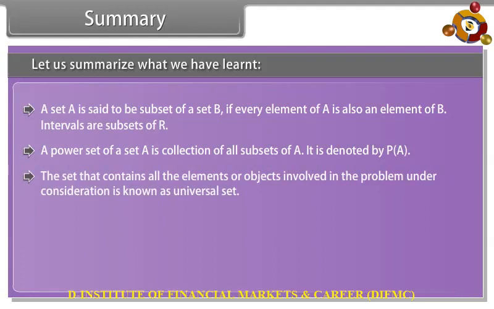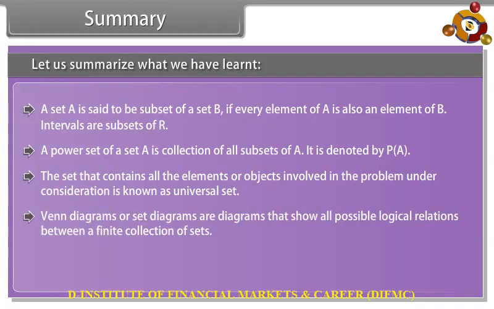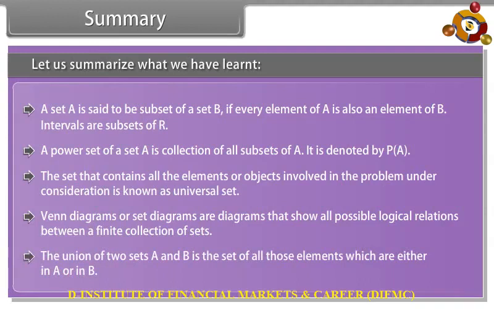The set that contains all the elements or objects involved in the problem under consideration is known as the universal set. Venn diagrams or set diagrams are diagrams that show all possible logical relations between a finite collection of sets. The union of two sets A and B is the set of all those elements which are either in A or in B.